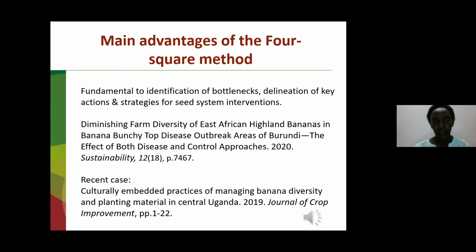The main advantage of using the 4 square method is the fact that it's fundamental to identification of bottlenecks, delineation of key actions, as well as strategies that aid better seed system interventions. And an example that can attest to this is the study that was carried out in Burundi on diminishing farm diversity of East African highland bananas. And there's also one that was carried out in central Uganda on culturally embedded practices of managing banana diversity and planting material. And in both these examples, the 4 square method was used.